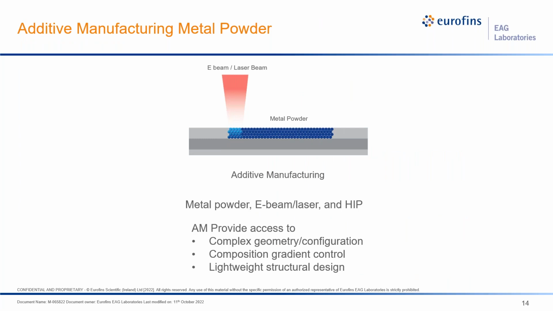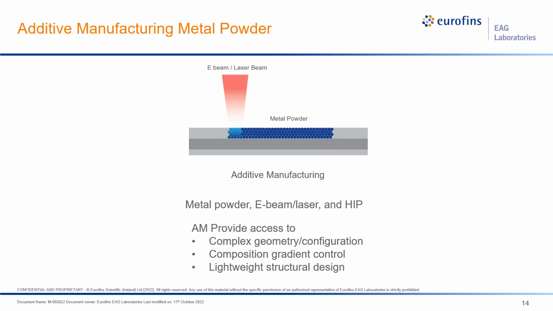In the second application, we move from samples requiring only spectral data to those needing mapping. In this example, we analyze a series of metal powders that are used in additive manufacturing. In the manufacturing, an E-beam or laser beam is scanned across the metal powder, causing it to solidify and forming a part. This type of manufacturing allows for complex geometry, compositional gradient control, lightweight structure design.